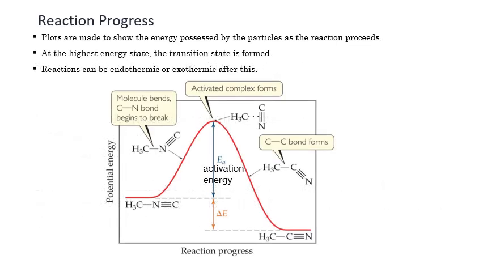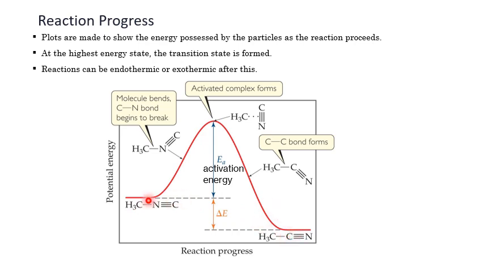We can show the energy possessed by the particle as the reaction proceeds by this energy diagram. Molecules with enough energy will reach the highest energy level here. So notice that in the example reactant here, carbon to nitrogen bond, that's the old bond in the reactant, breaks, and the new bond, that is carbon to carbon bond, is formed in this example. So old bonds are breaking and the new bonds are forming.